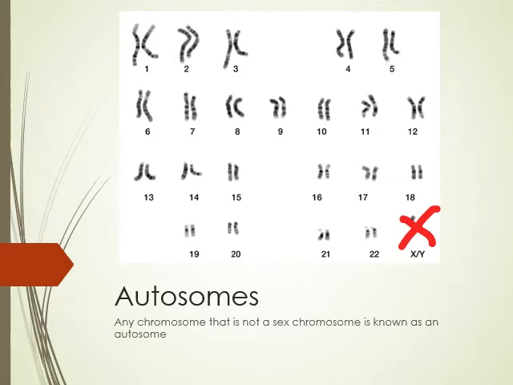Aside from the sex chromosomes, all the rest of them are called autosomes. So anything that's not a sex chromosome is an autosome. So we have sex chromosomes, we have autosomes. The autosomes make up the vast majority of the instruction manual to make you.